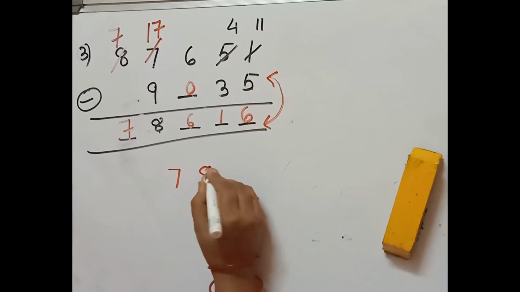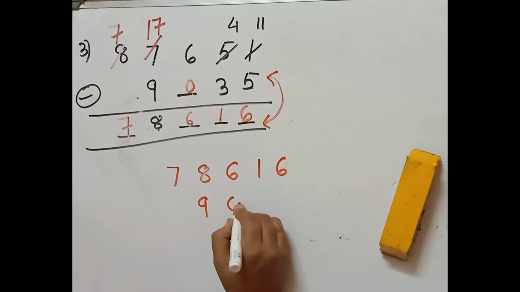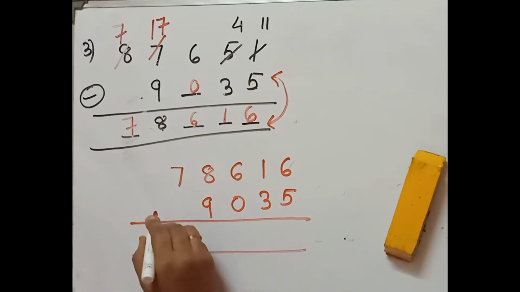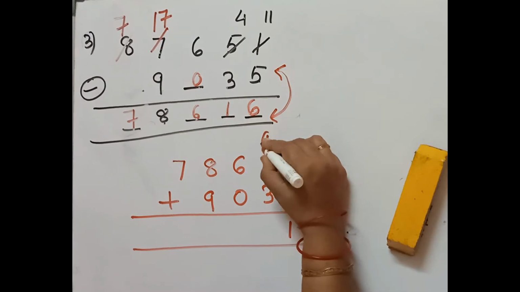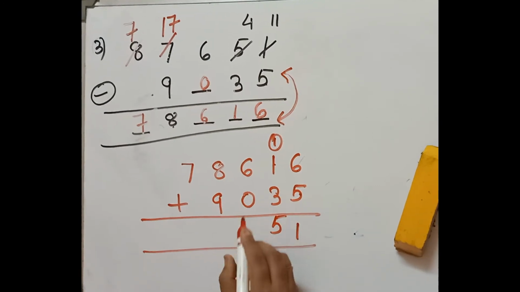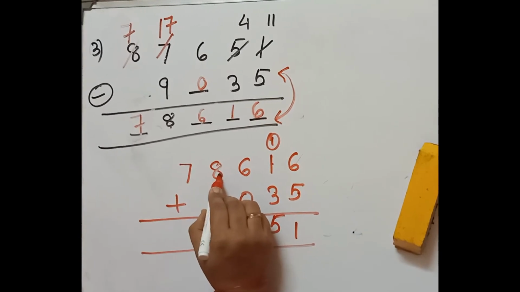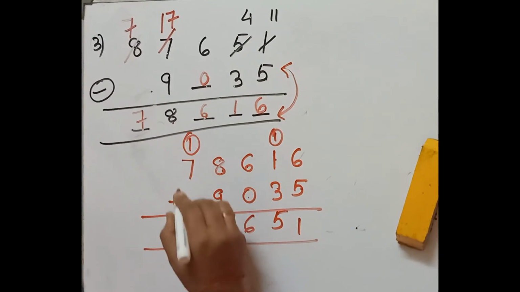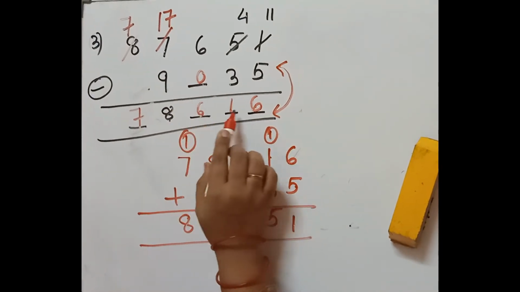So 7, 8, 6, 1, 6, 9, 0, 3, 5. We have to add. 6 plus 5, 11. 1, 1 carry over. 3 plus 1, 4. 4 plus 1, 5. 6 plus 0, 6. 8, 9 plus 8, 17. 7, 1 carry over. 7 plus 1, 8. So I am getting the same answer. So it means I have done it correctly.